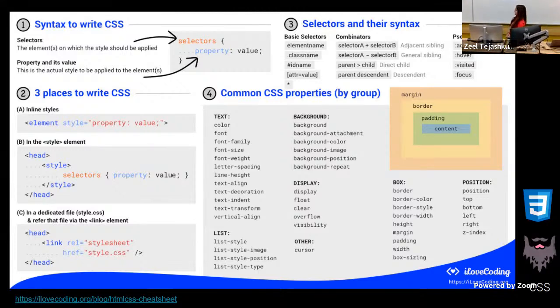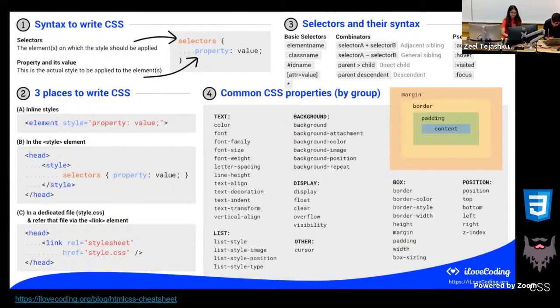However, for ID names, you can use it just once and it has to be unique. So if I give this div an ID of, say, text or something like that, now I cannot use this at any other place. When you try to run it, it will start throwing you errors. So that's one basic difference between class names and IDs.